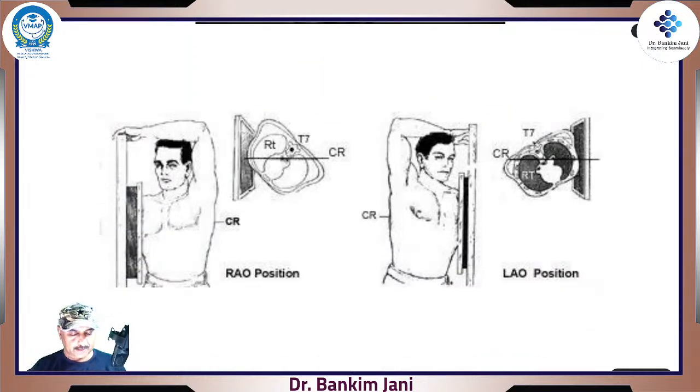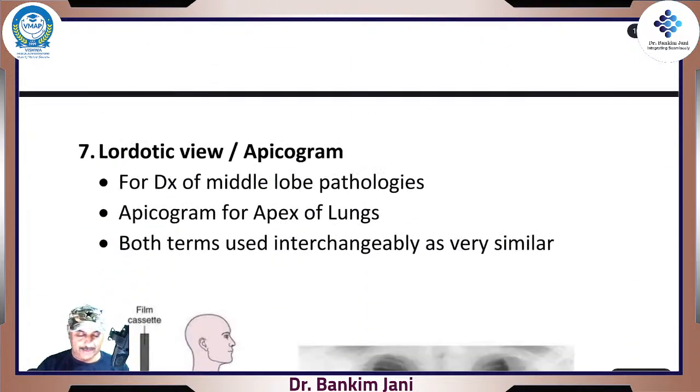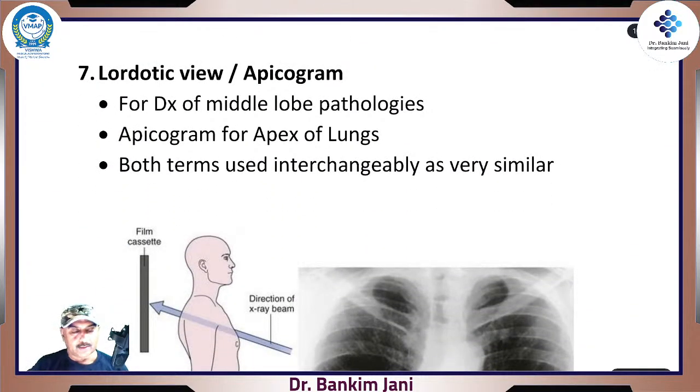So here it is. Right anterior oblique, so this is the right side, this is the left side, so the right side should be nearer, right? So here is the right side, which is nearer, so right-sided structures can be seen clearly. This is the left-sided structure, so left-sided structures will be seen more clearly for these obliques, right? RAO and LAO.